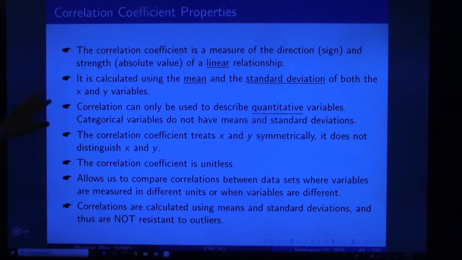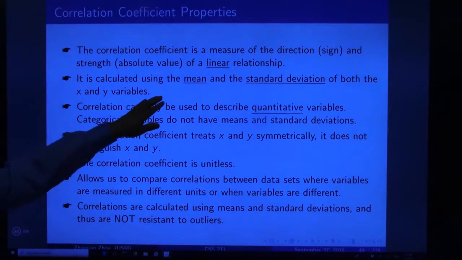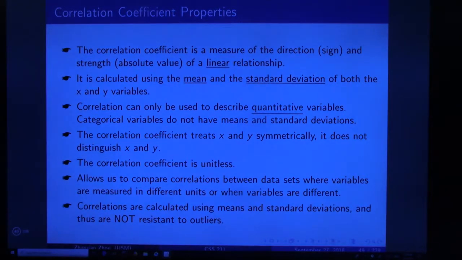Again, when we calculate the correlation coefficient, we need to use the mean and the standard deviation. Both the mean and the standard deviation are not resistant to outliers. If we have an outlier, the mean may change significantly, and the standard deviation may change significantly. That means the correlation coefficient is not resistant to outliers.